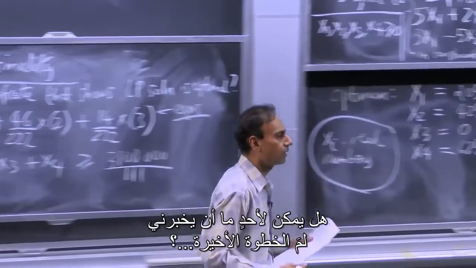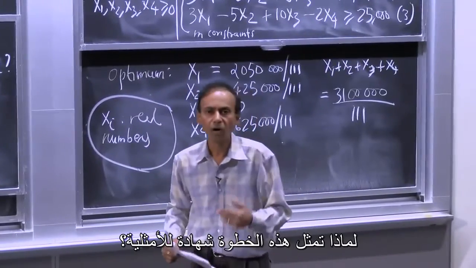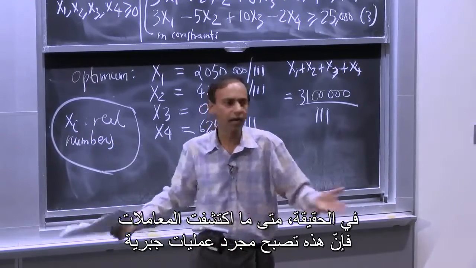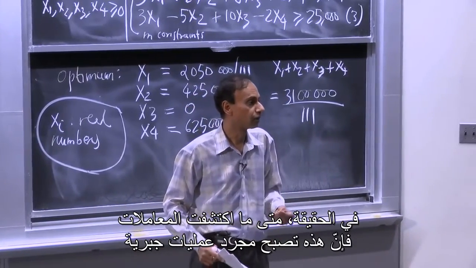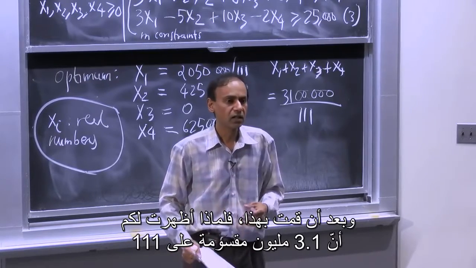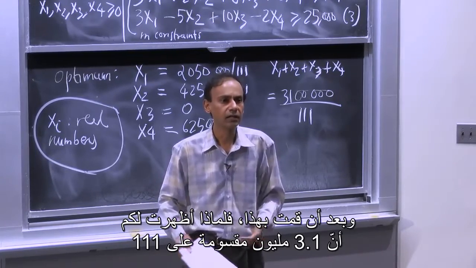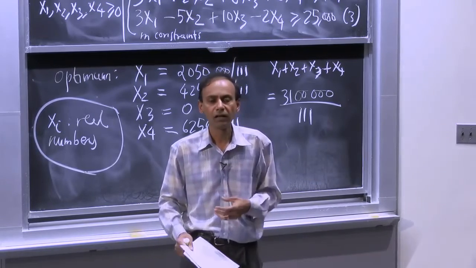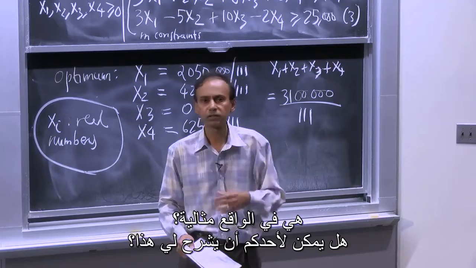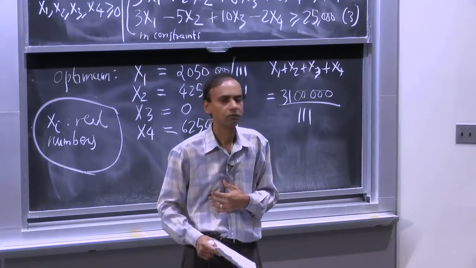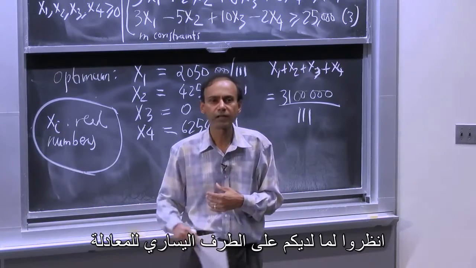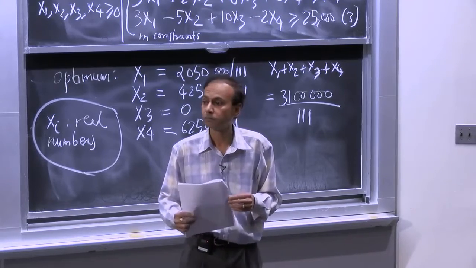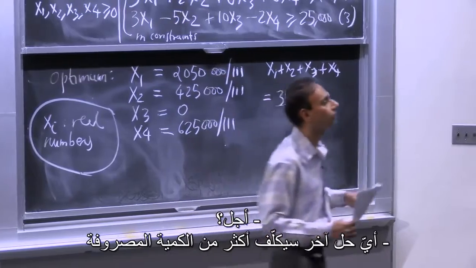So now can someone tell me why, last step, this is a certificate of optimality? The fact that obviously this is all algebra once I've discovered the coefficients. So now that I've done this, why have I just shown you that 3.1 million divided by 111 is in fact optimum? Can someone tell me this? Look at what you have on the left-hand side. No? Yeah?